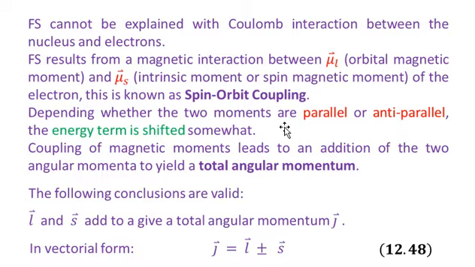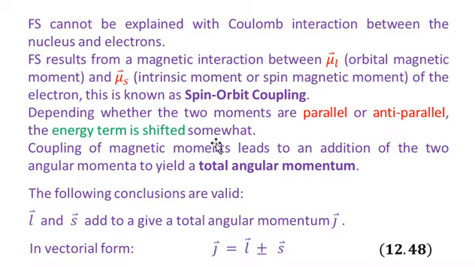Depending on whether the two moments are parallel or anti-parallel, the energy term is shifted somewhat. So you see that here mu L and mu S can interact in the configuration where both quantities are parallel to each other or both quantities are anti-parallel to each other. And in these two configurations, there will be a difference of energies between the two states, that is, between the states when they are parallel and the states when they are anti-parallel.